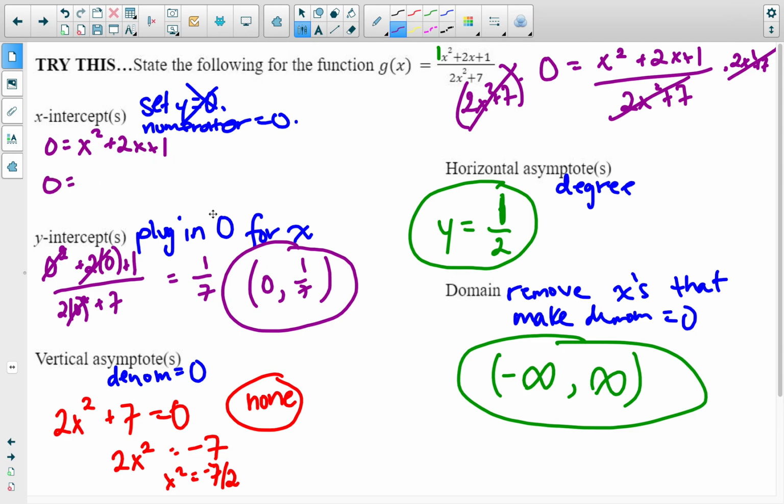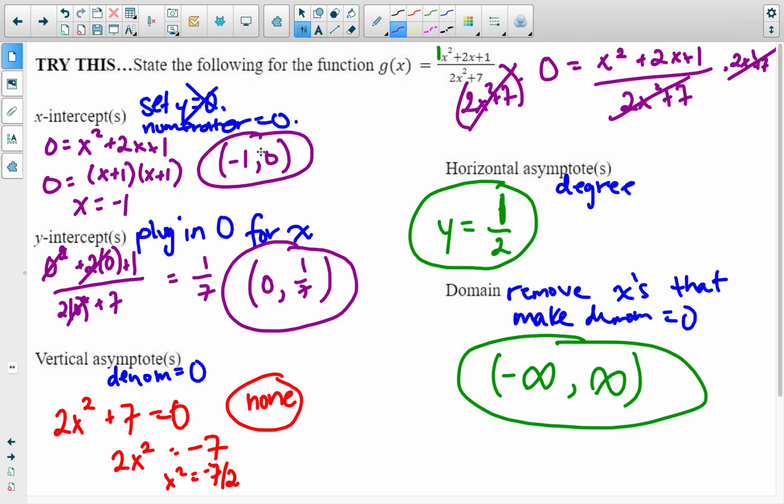To solve this, we have three options: factor, quadratic formula, or complete the square. Typically, you're going to be able to factor with ones that you're given here. This factors into x plus 1 times itself, meaning x equals -1. So our x-intercept is -1, 0.